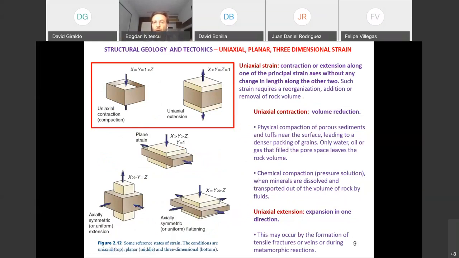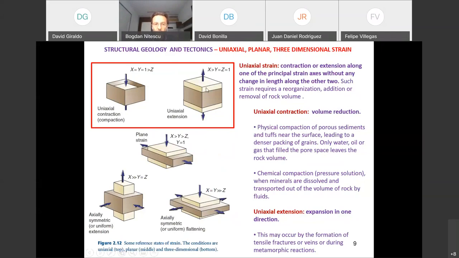Now, here are some types of strain. There is some terminology, and when you read a geology text, you will see the author talking about, for instance, uniaxial contraction. So you have to understand what it means. It's like learning a new language. It's a code for understanding the physical meaning. So look at this here. Ignore this.